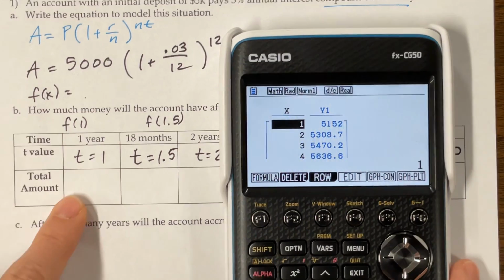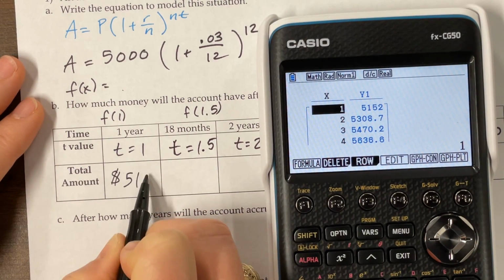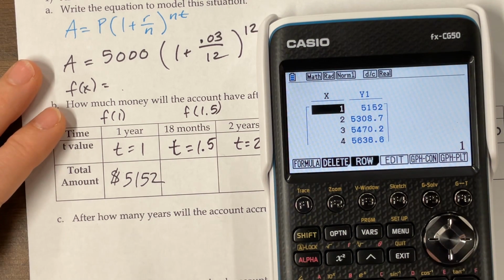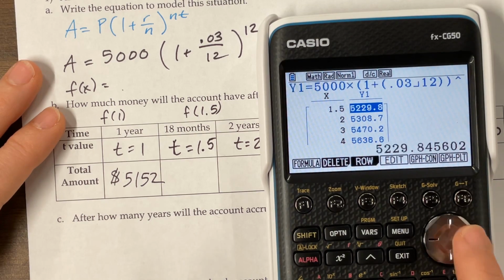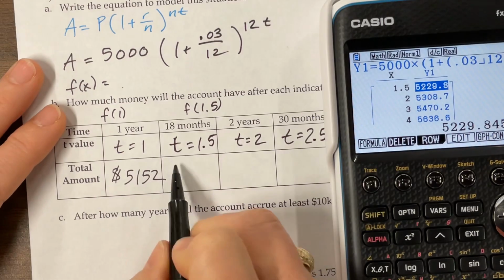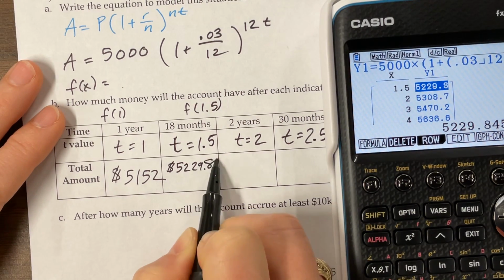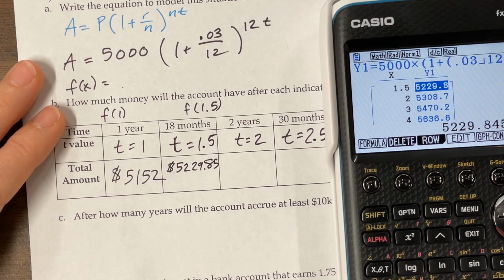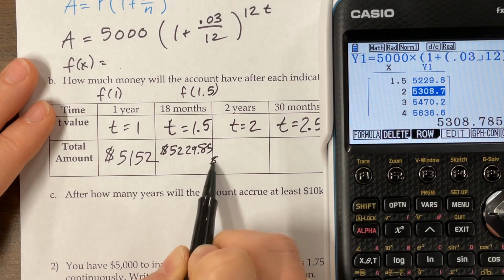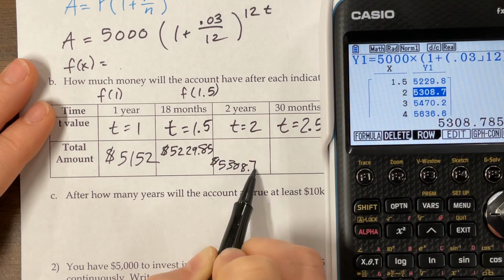And so after 1 year, here's the first one. How much money do I have? I have $51.52, so $5,152. Nice. Okay, and then I need 1.5, so I can override that. And let's round it to the nearest penny. So I see 5229.85. Oh, this is going to start not fitting in my boxes. Okay, and then after 2 years, that's this. So that becomes 5308.79.